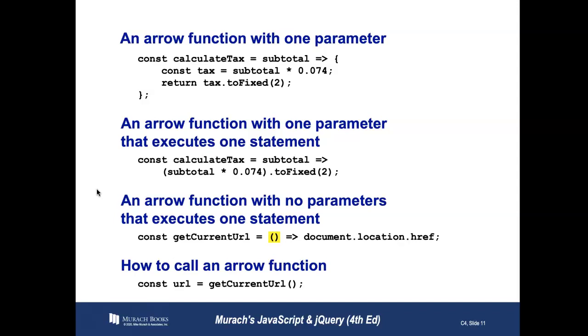Now, an arrow function with no parameters that executes one statement would just be the empty parentheses. You can't just leave it empty in the middle. You have to put either one parameter, two parameters with parentheses, or empty parentheses. And in this case, we can call that function by using const url equals getCurrentUrl with the empty parentheses, which is the same as the function call we used prior in ECMAScript 2015 and before that.